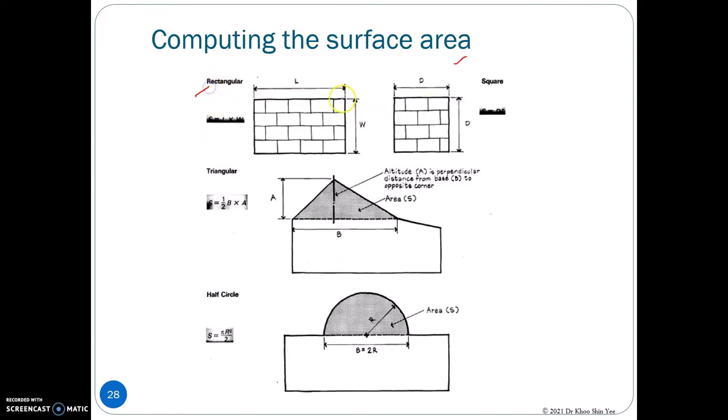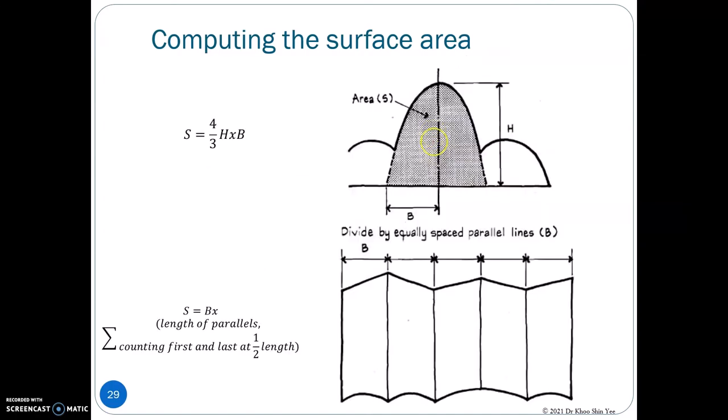These are some equations for us to compute the surface area. So for the rectangle, it's just length multiplied with the width. For the triangle, we take half multiplied with the A dimension here and multiply with the B dimension here. For a half circle, the surface area is pi over 2 multiplied with the radius square here. For more complicated shapes like this, the equations to compute the corresponding surface area are given here.